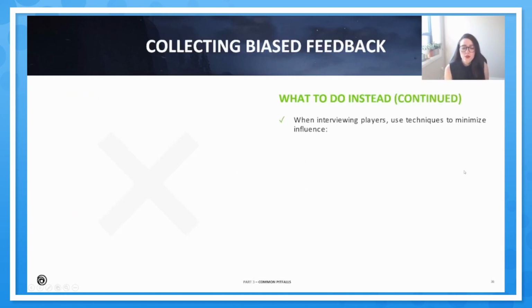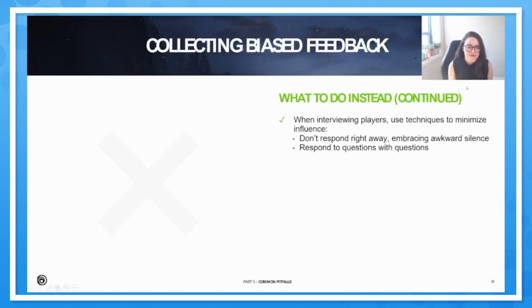So when interviewing players, try to use some techniques to minimize your influence. So when a player responds with a short, brief answer, try to not respond right away. Go against your gut, resist that urge, and try and lean into the awkward silence. This usually prompts participants to elaborate or clarify what they were talking about.